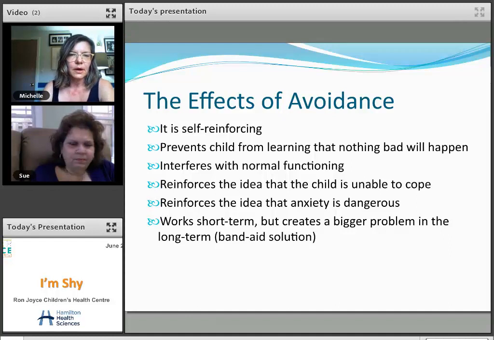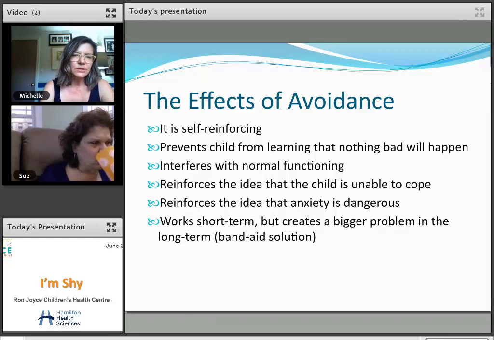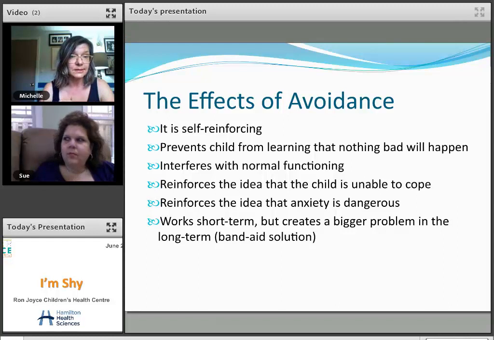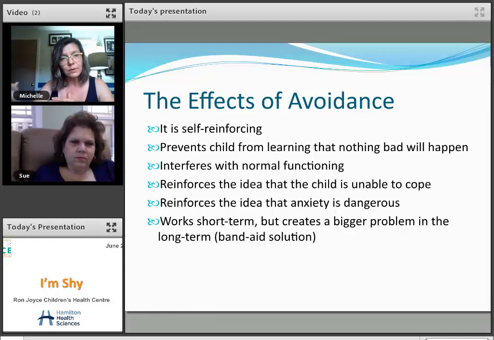So Sue talked a lot about avoidance and how it's self-reinforcing. It prevents the child from learning that nothing bad will happen. So these positive coping strategies are things that you want to use on a regular basis, not just in the moment in a crisis, right? So you're using them on a regular basis. And instead of avoiding, I have to learn to tolerate a little bit of my distress. And emotion comes up and it comes down. And we don't want to rescue them when they're at the top. So what we want to do is help them with those strategies to help turn the volume down a little bit, and the emotion will come back down.